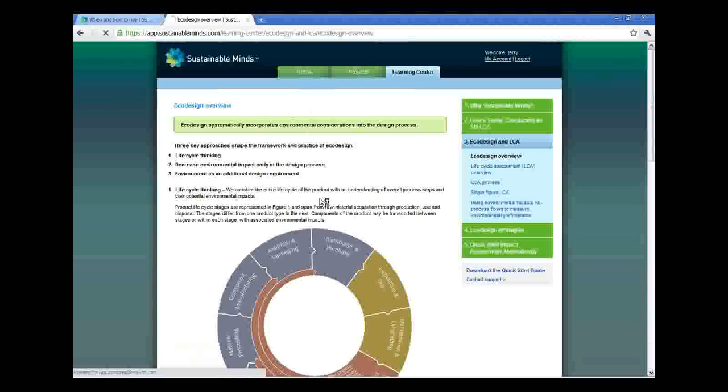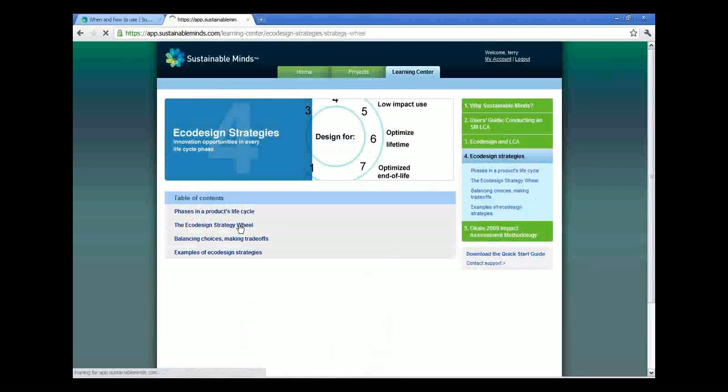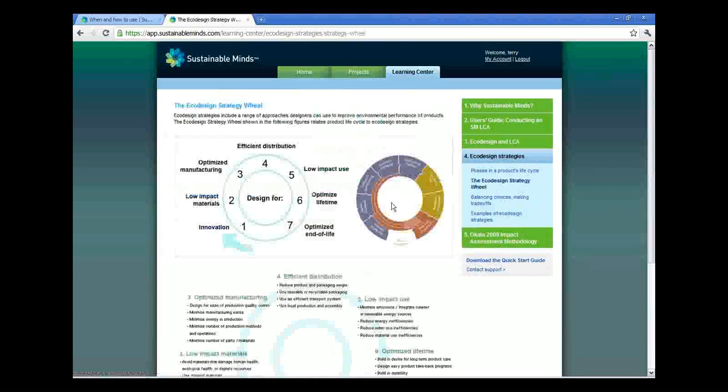Now, if I go to the eco-design strategies, and I look at the eco-design strategy wheel, on the right, you see the same picture here again, where the life cycle wheel is depicted. Now, left from that, you see the eco-design strategy wheel. And the eco-design strategy wheel, you see that every life cycle phase can provide entry points for you to start improving your environmental performance. You can look at your materials, for example, in section 2, look at low impact materials. If you have a product that uses electricity, you can look at number 5, which is the use phase, and you can look at low impact use.